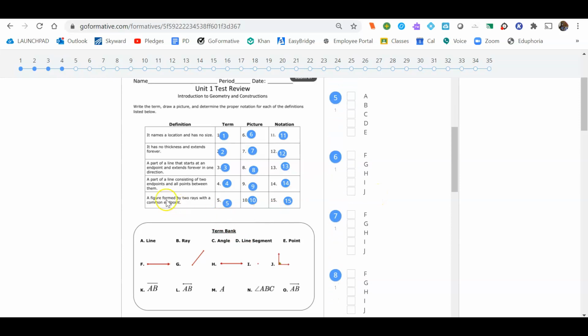All right, and number 5, a figure formed by 2 rays with a common endpoint. That is an angle. It's kind of process of elimination, but you've got to know that 2 rays that connect at the same endpoint make an angle.